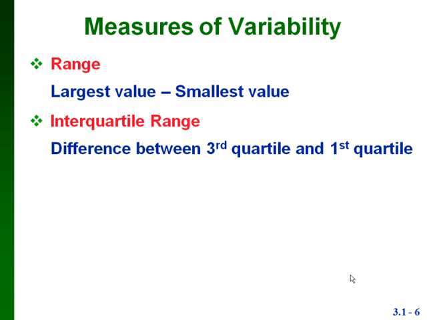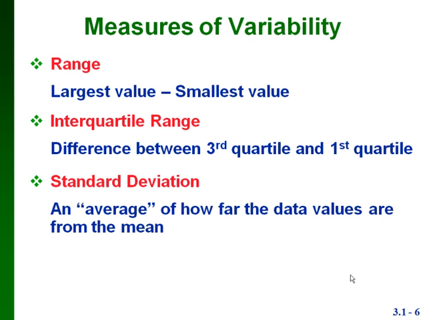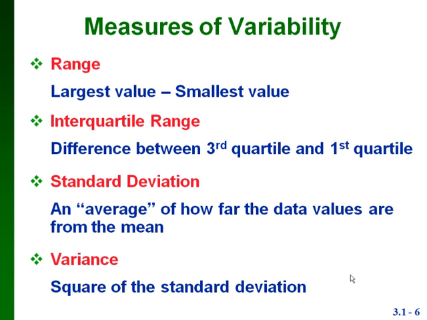Next is the interquartile range. This will be covered in more detail in the next section of this chapter, and this is the difference between the third quartile and the first quartile. Then we have the standard deviation. And this is actually a type of average of how far the data values are from the mean. And finally, the variance. The variance is just the square of the standard deviation.